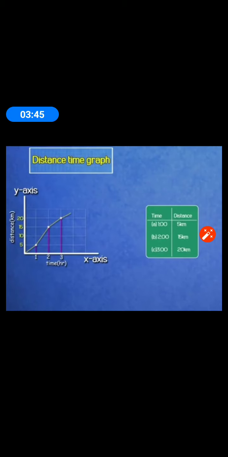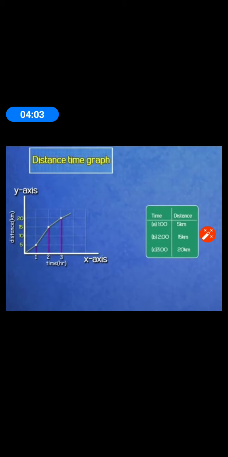It will be of distorted shape. Okay? As you can see over here in this graph. And you can see the table that is green in color. The time interval is fixed. It is having 100 seconds, then 200 seconds, then 300 seconds. The time interval is fixed.